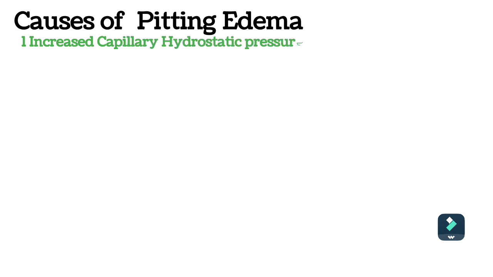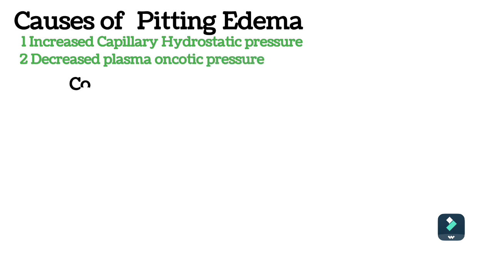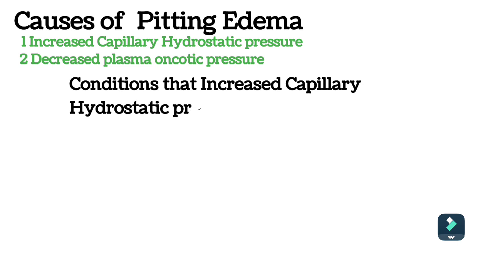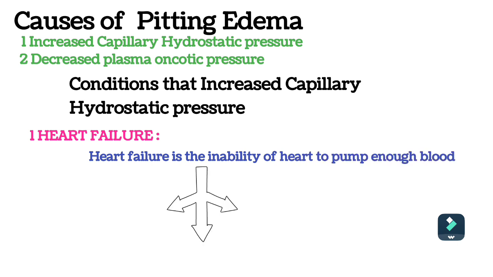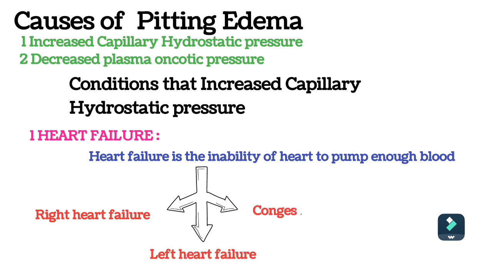Causes of pitting edema. There are two main causes of edema. 1. Increased capillary hydrostatic pressure. 2. Decreased plasma oncotic pressure. Let's first discuss conditions where increased capillary hydrostatic pressure occurs. 1. Heart failure. Heart failure is the inability of the heart to pump enough blood. There are three types of heart failure: right heart failure, very rare; left heart failure; and congestive heart failure, failure of both right and left sides of the heart.